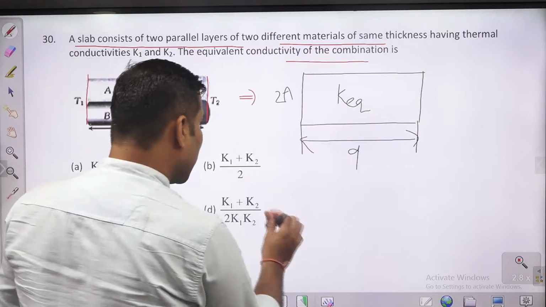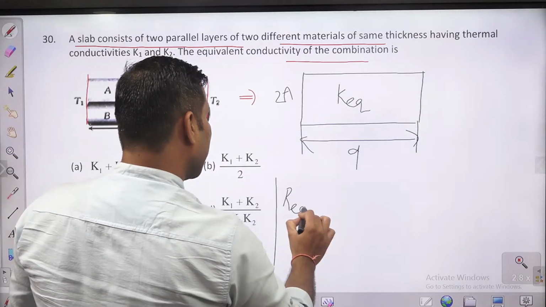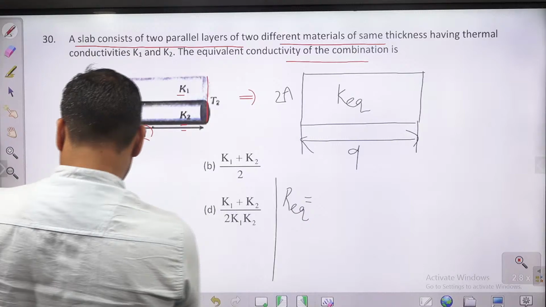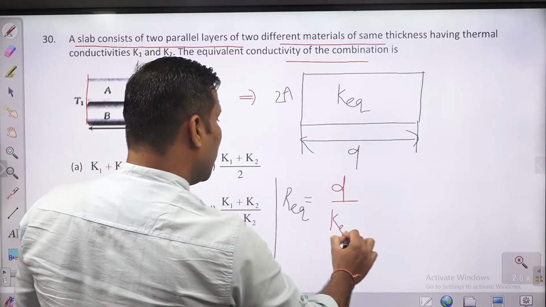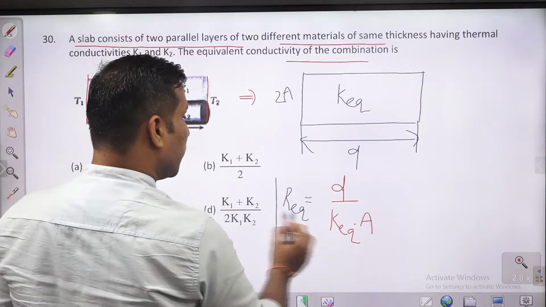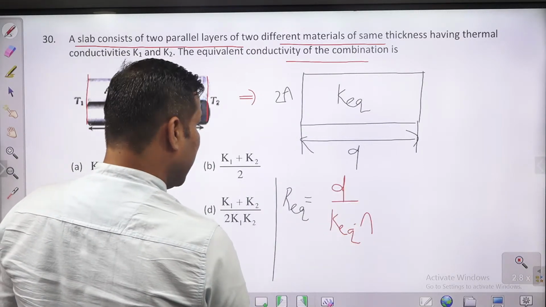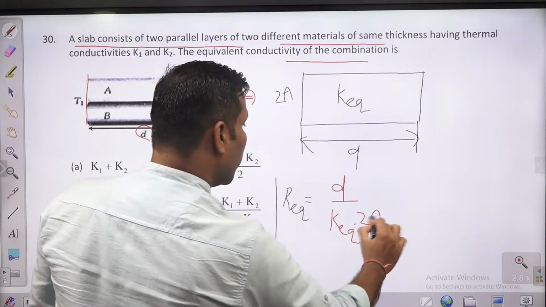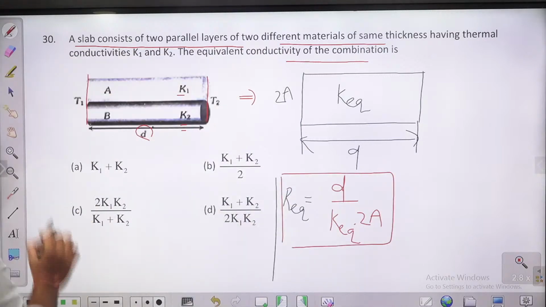Now what is the resistance of this? इसका resistance क्या है? Resistance R equivalent here is nothing but what? इसका resistance क्या हो जाएगा? D by K equivalent into A? Yes or no? So this is the equivalent resistance, not A. This is D divided by K equivalent into 2A. Okay. Now, how much is the equivalent resistance of this? इसका equivalent resistance क्या हो जाएगा?